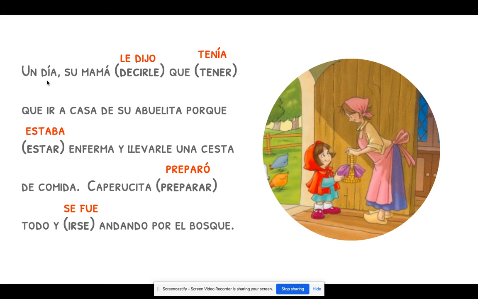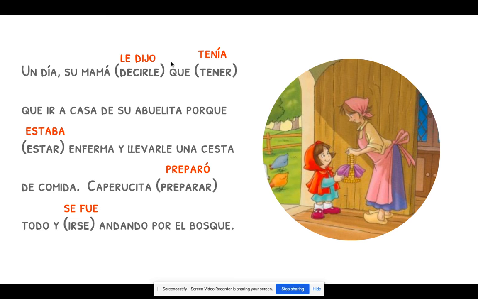We know when it happened now. So one day her mother said, le dijo. And it's also good to remember the preterite is used to narrate your story. It moves it forward, whereas the imperfect is going to be more of the description. So one day her mom told her is the next action in my story that moves it forward. That can help you as well.